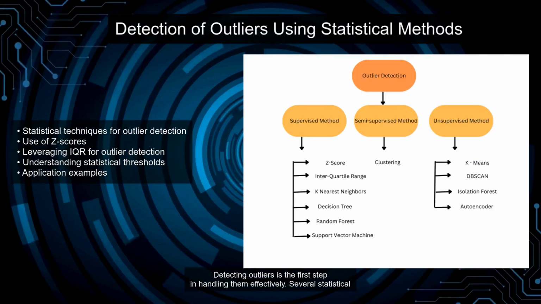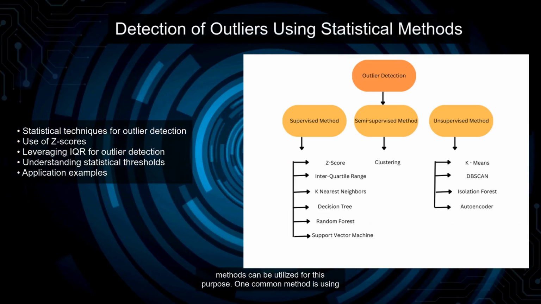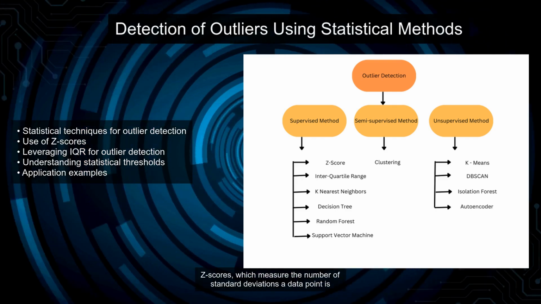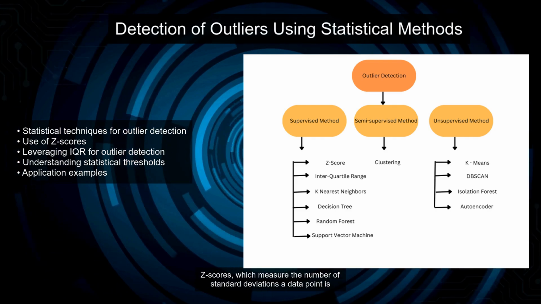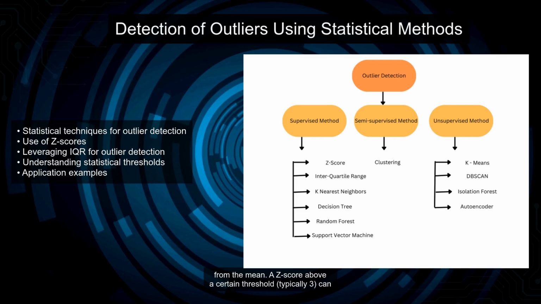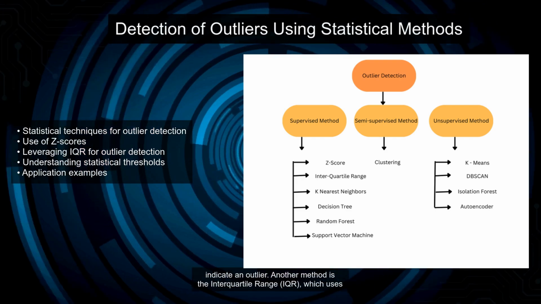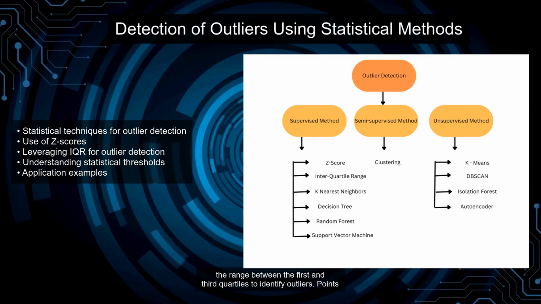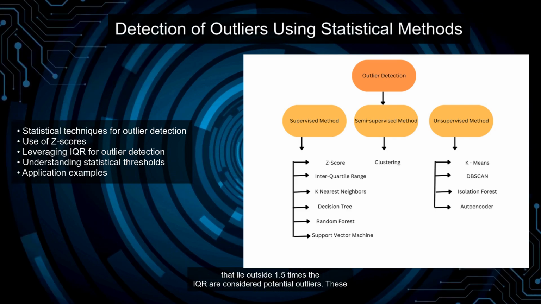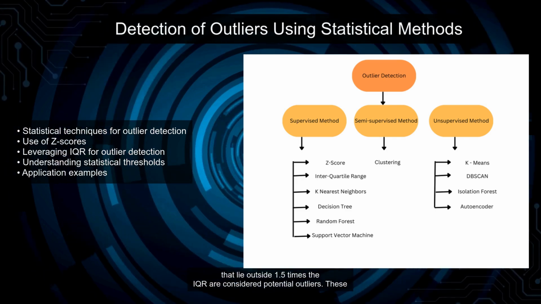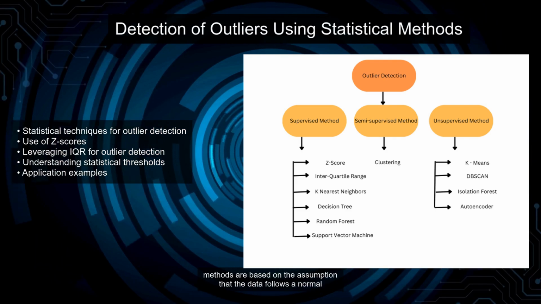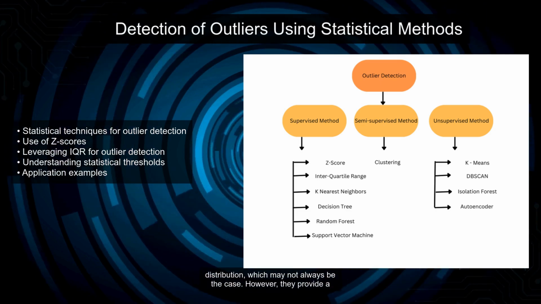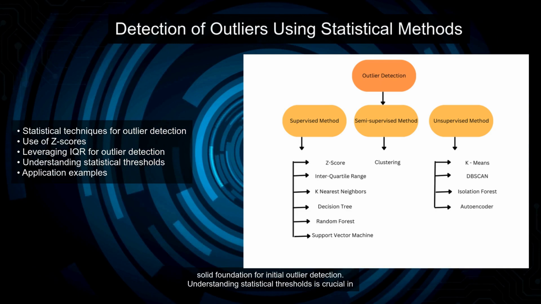Detecting outliers is the first step in handling them effectively. Several statistical methods can be utilized for this purpose. One common method is using Z-scores, which measure the number of standard deviations a data point is from the mean. A Z-score above a certain threshold, typically 3, can indicate an outlier. Another method is the interquartile range, IQR, which uses the range between the first and third quartiles to identify outliers. Points that lie outside 1.5 times the IQR are considered potential outliers. These methods are based on the assumption that the data follows a normal distribution, which may not always be the case. However, they provide a solid foundation for initial outlier detection.